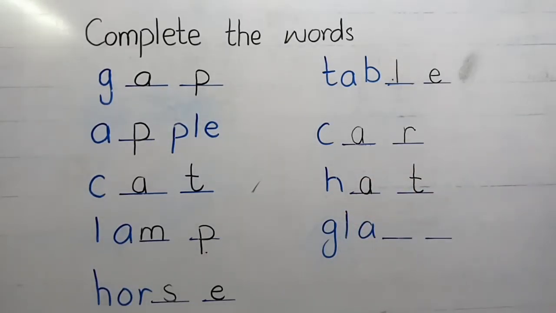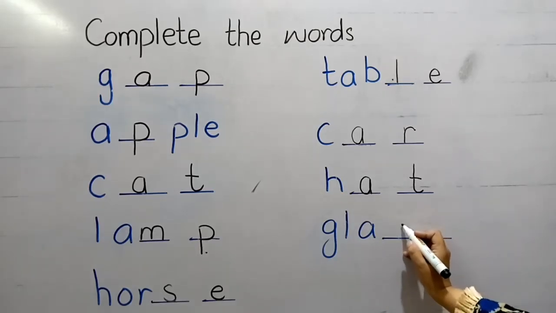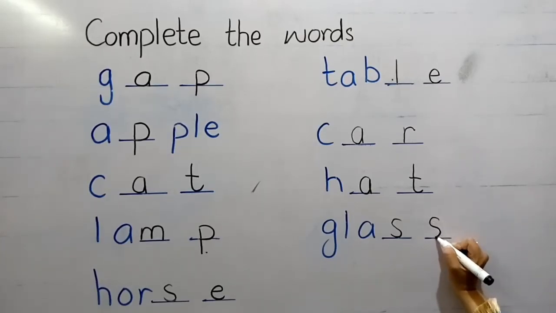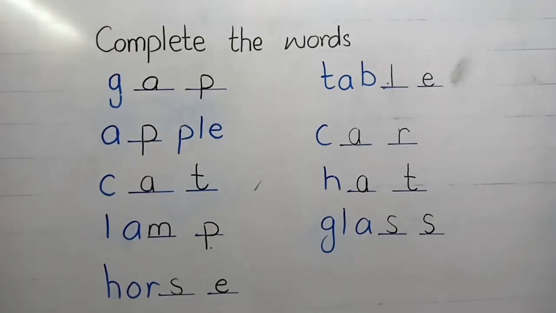Next word is g-l-a. Here are two blanks. Now complete this blank. G-L-A-double S, glass. Okay, now this is complete the words. Okay kids, now complete the words here: gap, apple, cat, lamp, horse, table, car, hat and glass.